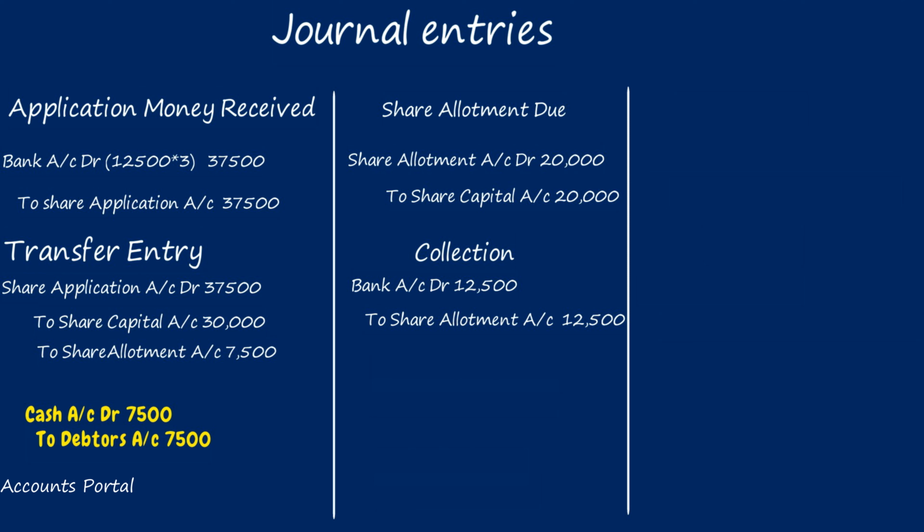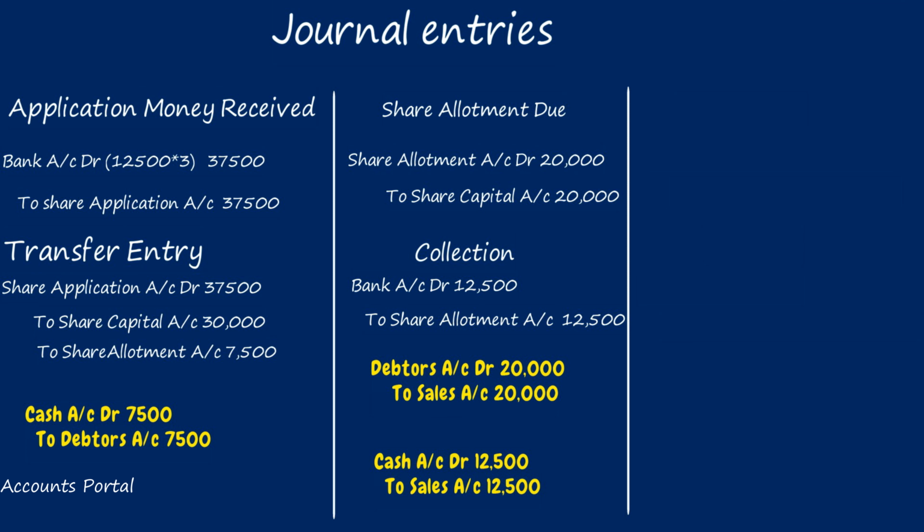You made a credit sale of rupees 20,000. General entry will be debtors account debit 20,000 to sales account 20,000. Sales account should be credited with the real sales. When you collect money from debtors, will you collect 20,000 or 20,000 minus 7,500? Will collect the balance amount. So general entry will be cash account debit 12,500 to debtors account 12,500.